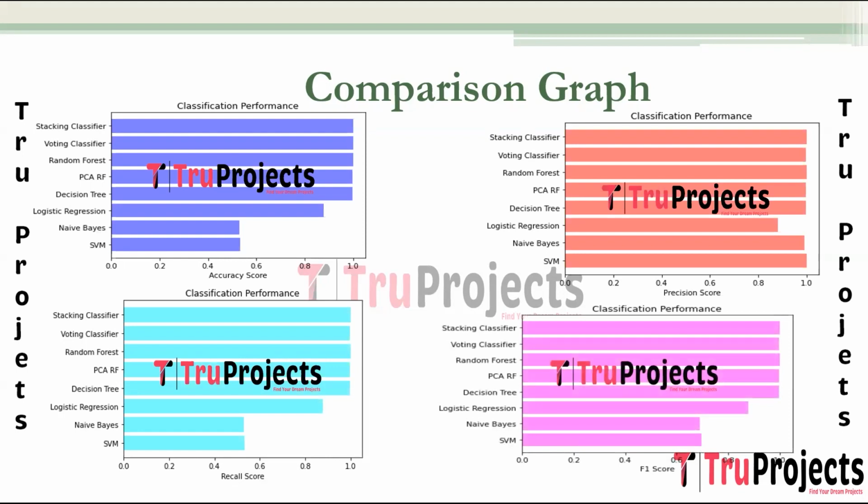This is the F1 score comparison graph. It is the harmonic mean of precision and recall, providing a balanced assessment of the model's performance. It is particularly useful when there is an uneven class distribution. The algorithm which performs well among all these metrics will be used for final prediction.